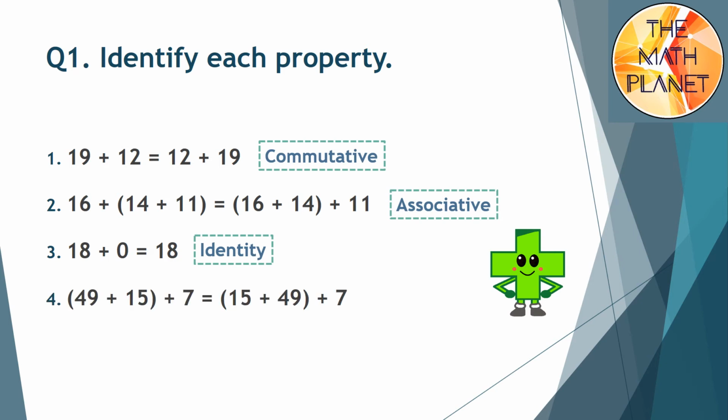Question number 4 is a little bit tricky. We have 49 plus 15 plus 7 equals 15 plus 49 plus 7. So, the first addend is 49 and 15 and the second addend is 7. So, we just switched the order of addends, which are 15 and 49. So, this must be the commutative property. Excellent.